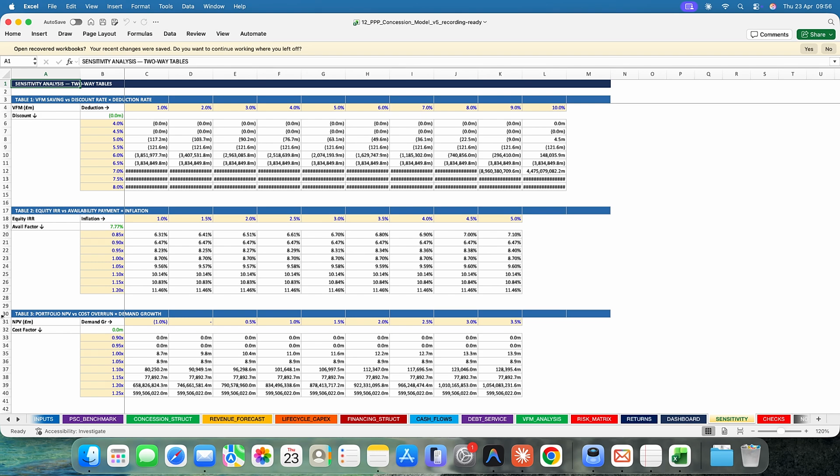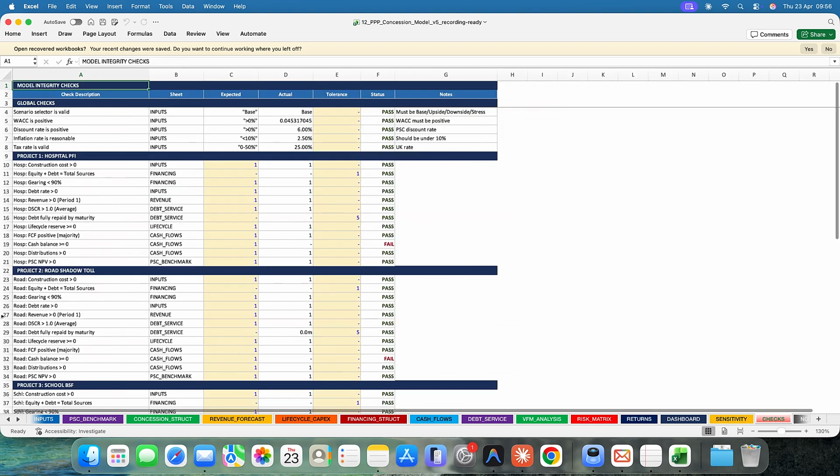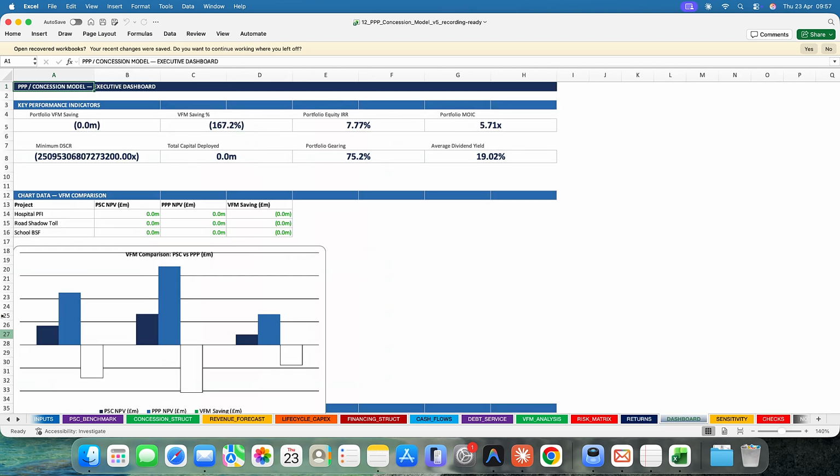The integrity layer. Unitary charge components sum correctly. Deductions tie to KPI definitions. Debt service matches the debt schedule. Waterfall reconciles to equity returns. VFM delta consistent with the PSC. If any fails, master cell goes red.